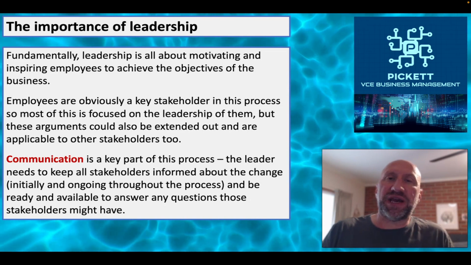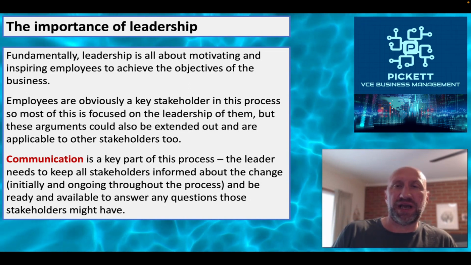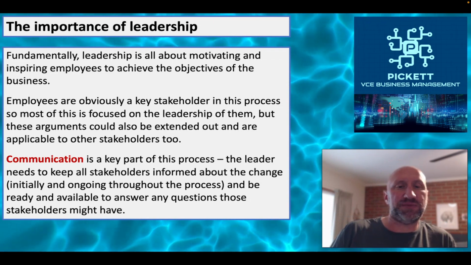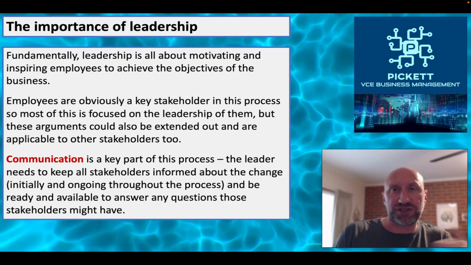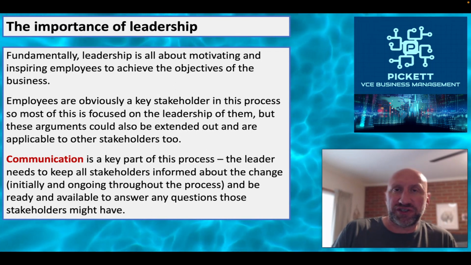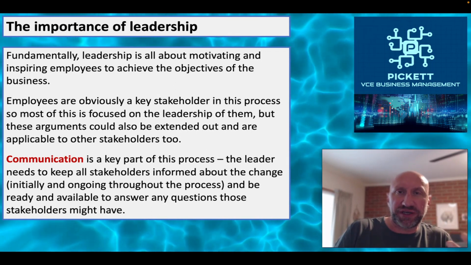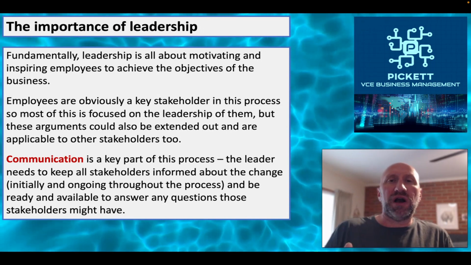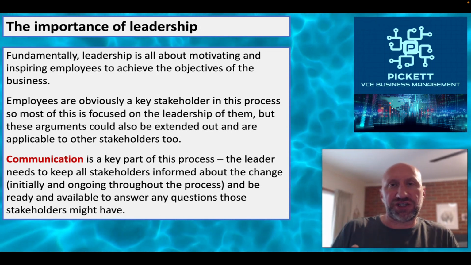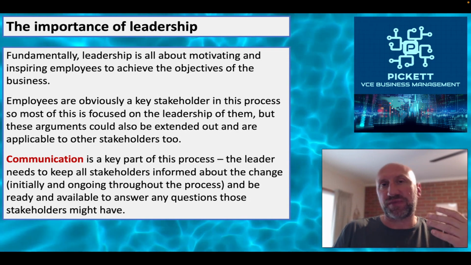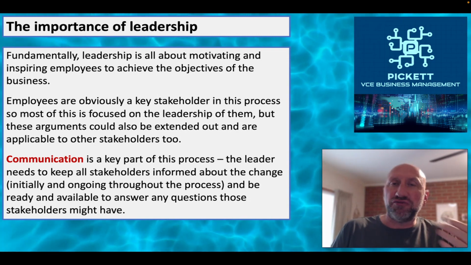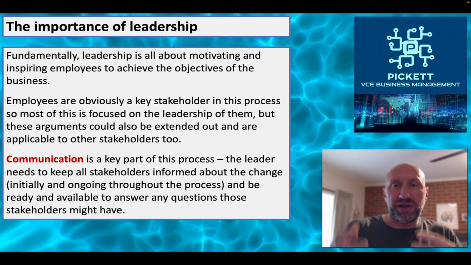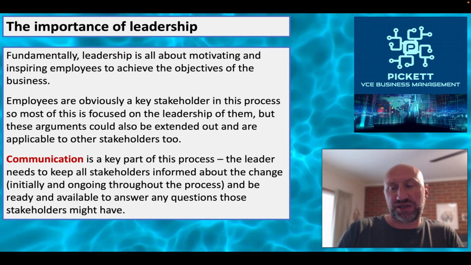Now, communication is an absolutely key part of this process. The leader needs to keep all stakeholders who could be impacted by the change informed about the change. Initially, the reasons for the change, what it's going to look like, and so forth. But then also ongoing throughout the change process, this communication needs to be maintained. The leader needs to be ready and available to answer any questions that stakeholders might have about this process that the business is going through.